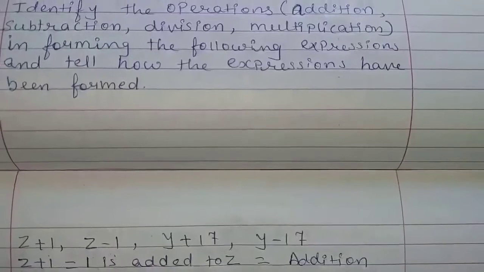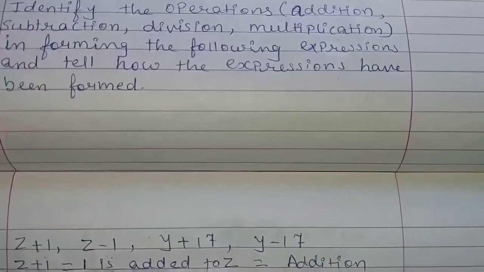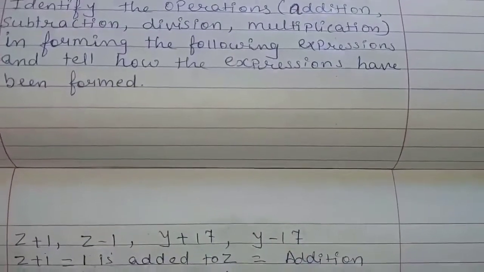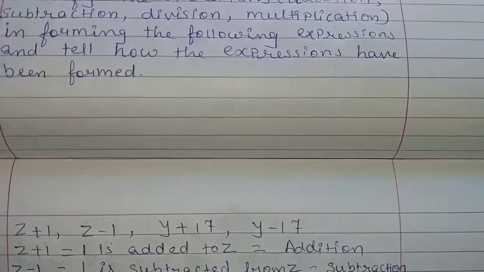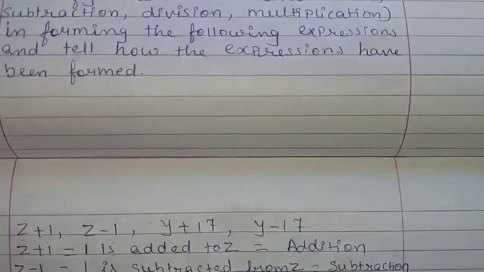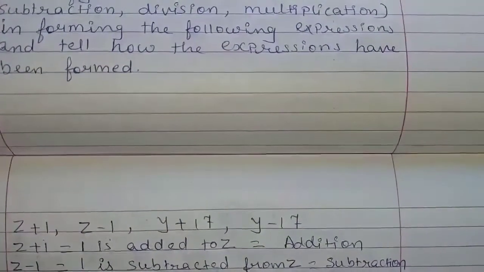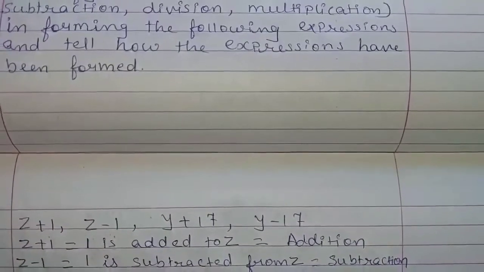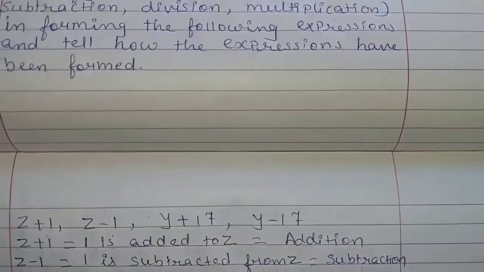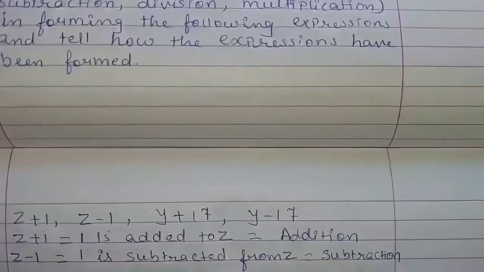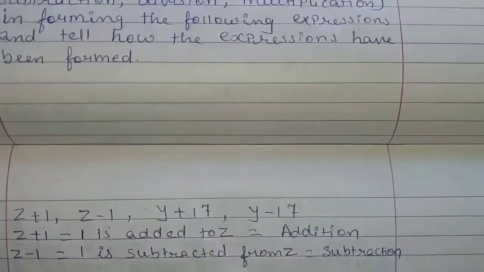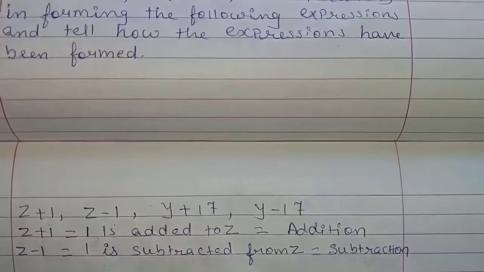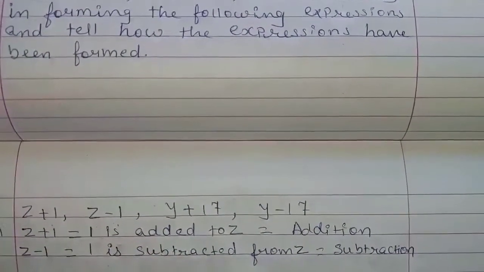That means we will write 1 is added to Z. Z minus 1 is written, then how will we write it in statement form? 1 is subtracted from Z. Y plus 17 is written, again addition is there, then we will write 17 is added to Y. And Y minus 17 is written, then we will write 17 is subtracted from Y. Now this was how to write addition and subtraction. Now let us see about multiplication.